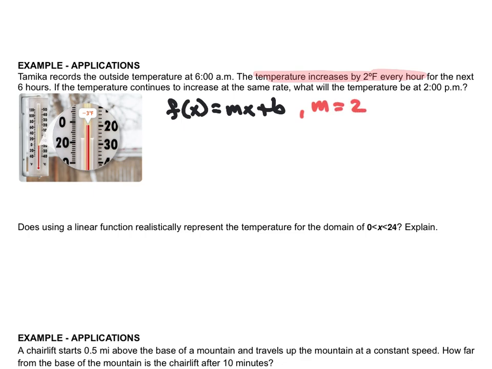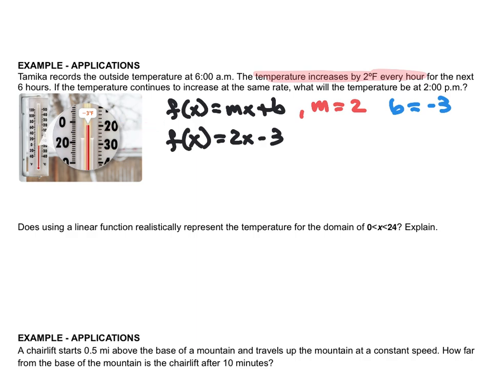The next thing is my y-intercept, my initial value. And so what we want to look at is this picture here and realize that at 6 a.m., the temperature is at negative 3 degrees Fahrenheit. So b is equal to negative 3. So if I wanted to write my function, I would write f of x is equal to 2x minus 3. All right, and that's going to represent this situation.